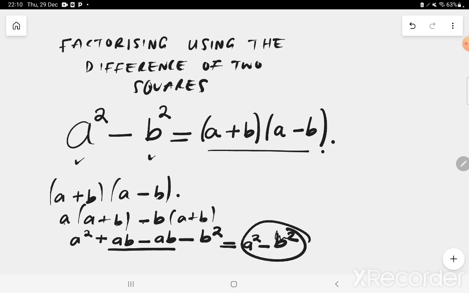That is what we meant when we said the difference between the square of a and b is equivalent to what has been written this side. So a squared minus b squared is equal to a plus b, open and close the bracket, a minus b. Okay. So now let us look at an example.